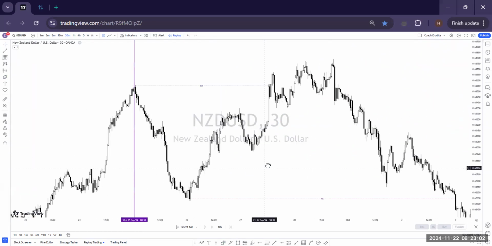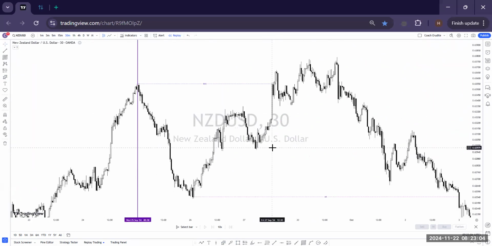Let's now go to our charts. So this was our chart we marked up previously. We are going to be identifying order block in the market. Okay, let me talk about imbalance.